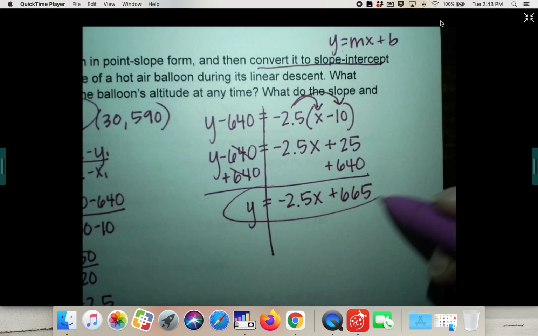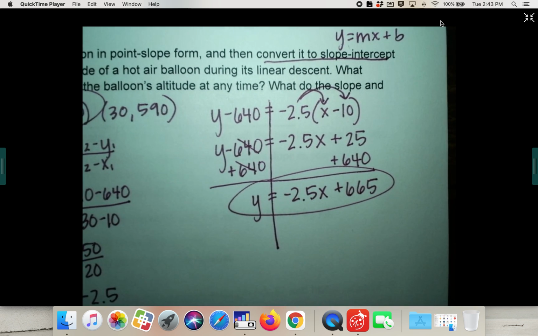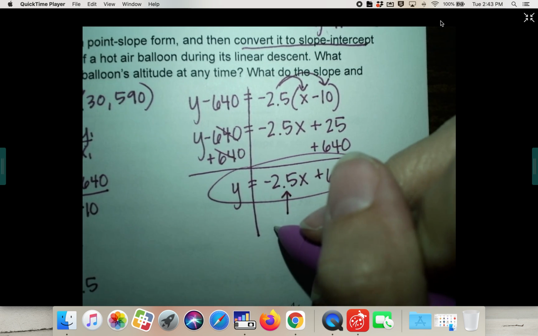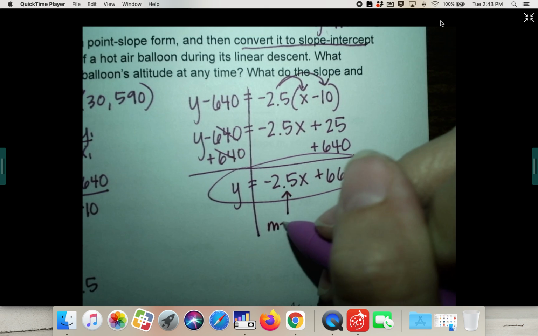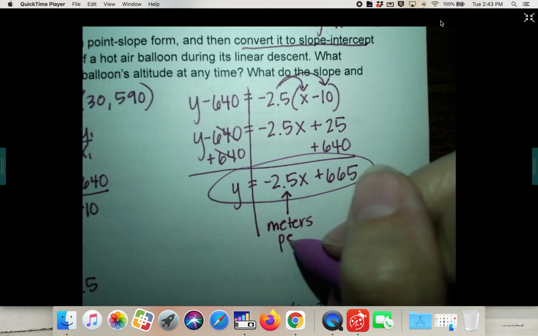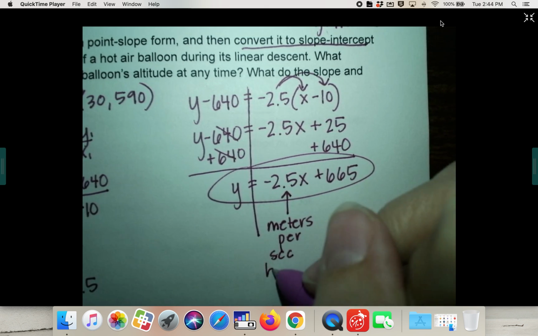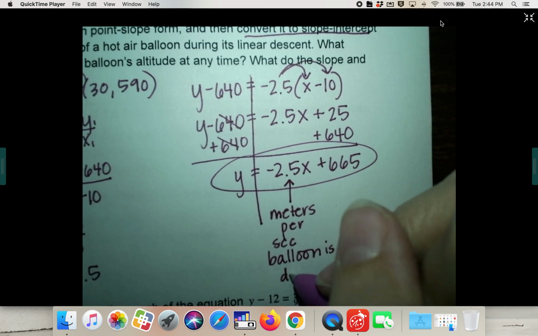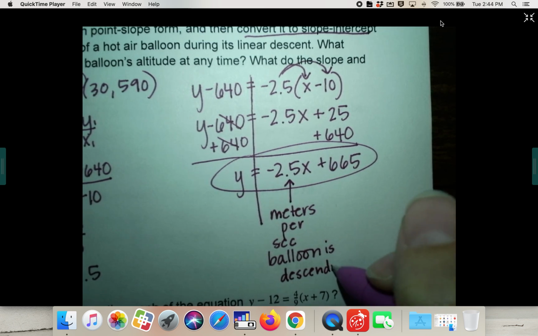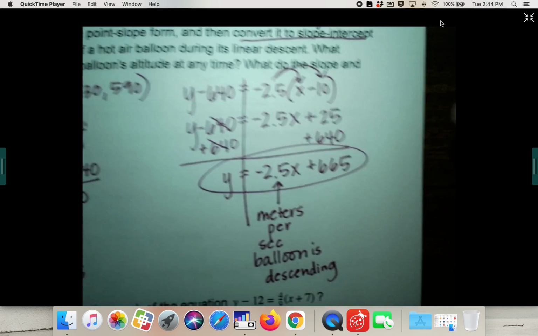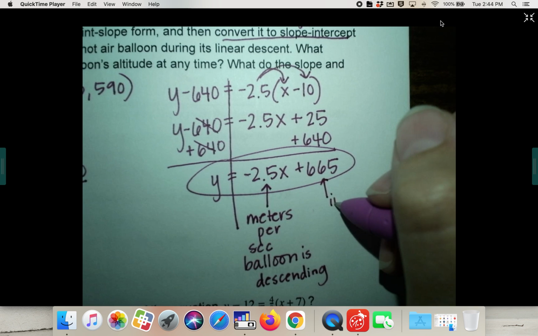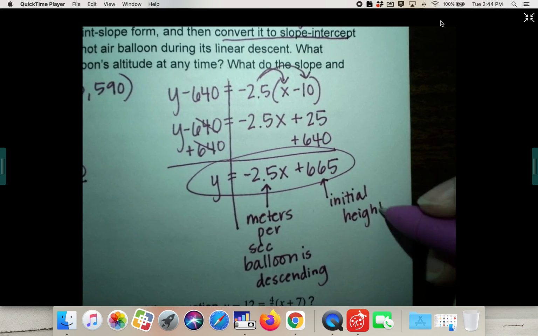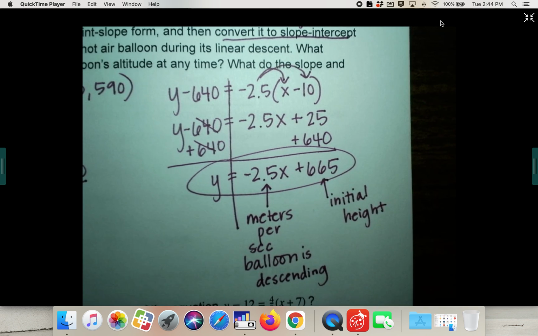Okay, and then the last thing it says is, what do the slope and y-intercept represent? This slope represents meters per second that my balloon is going down. Balloon is descending, because that's why it's negative. And then the 665 is the initial height. That's where the balloon started from, and then it started descending from there.